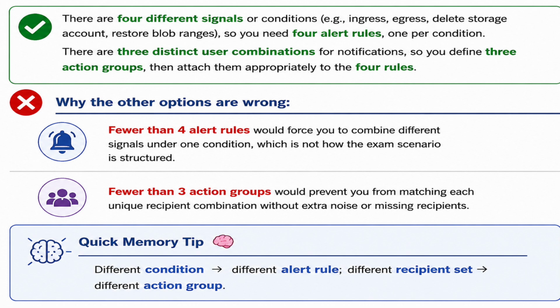Fewer than 4 alert rules would force you to combine different signals under one condition, which is not how the exam scenario is structured. Fewer than 3 action groups would prevent you from matching each unique recipient combination without extra noise or missing recipients. Quick memory tip: different condition, different alert rule, different recipient set, different action group.